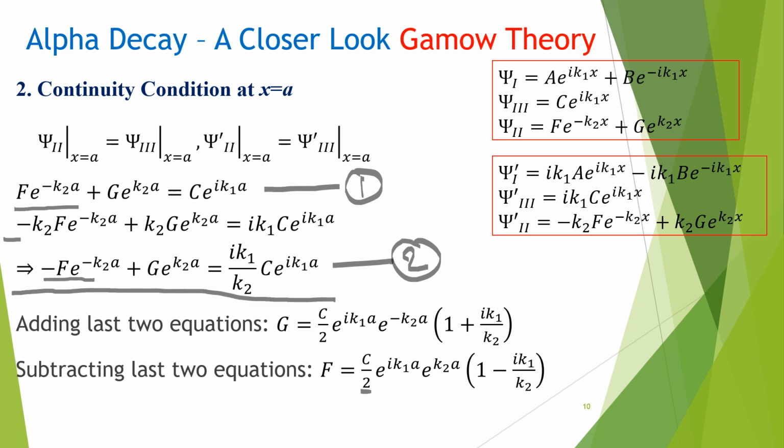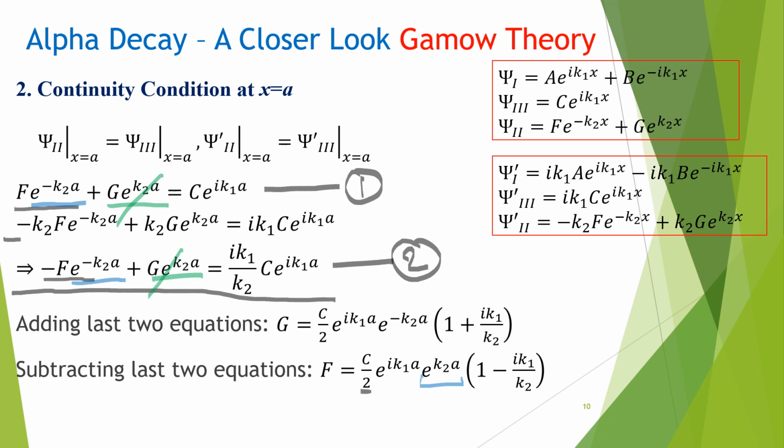Then e to the power minus k2a, e to the power minus k2a, here it is e to the power plus k2a on the other side. Then this quantity minus this quantity, the same, is 0. So g is eliminated here.